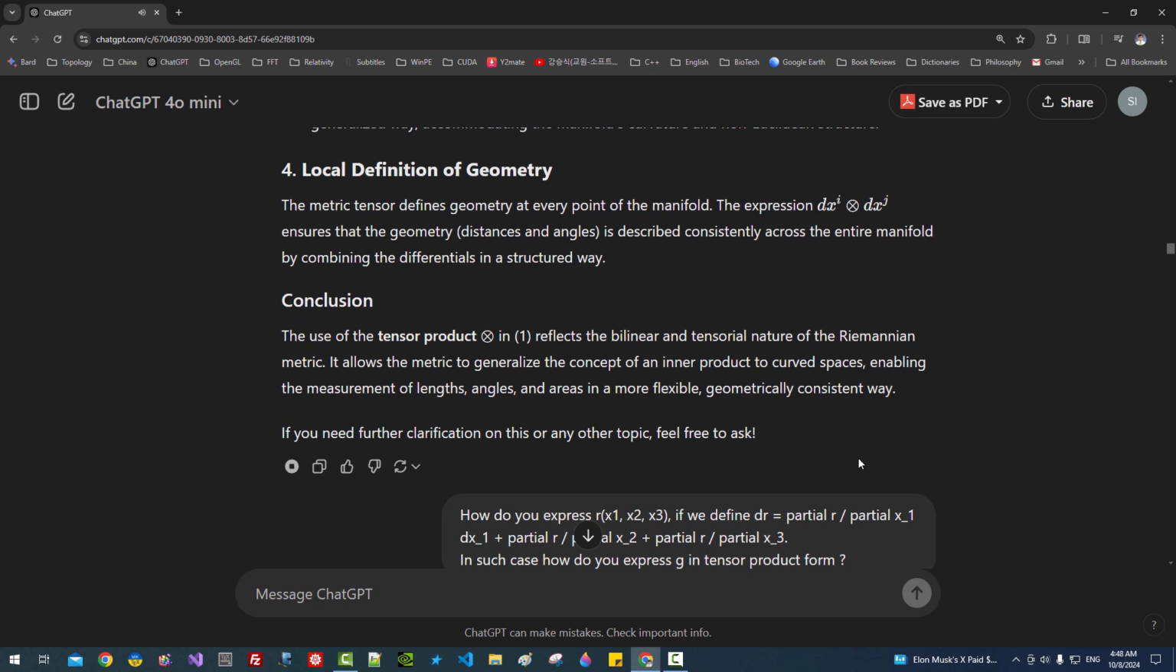4. Local definition of geometry. The metric tensor defines geometry at every point of the manifold. The expression dx^i ⊗ dx^j ensures that the geometry, distances, and angles are described consistently across the entire manifold by combining the differentials in a structured way.